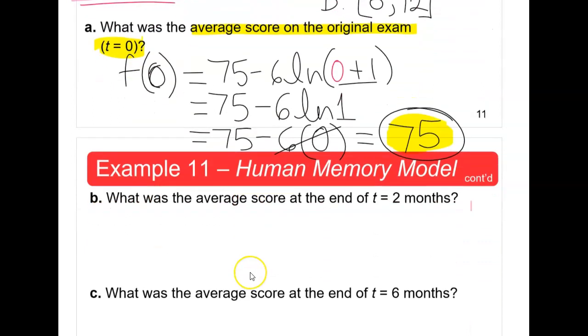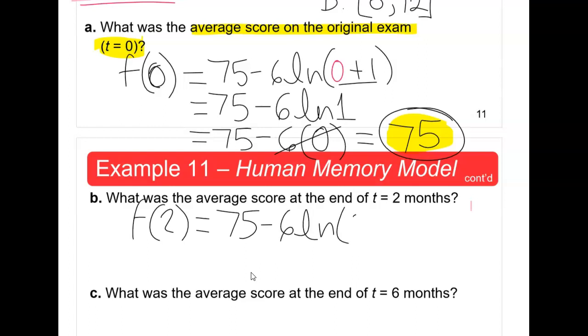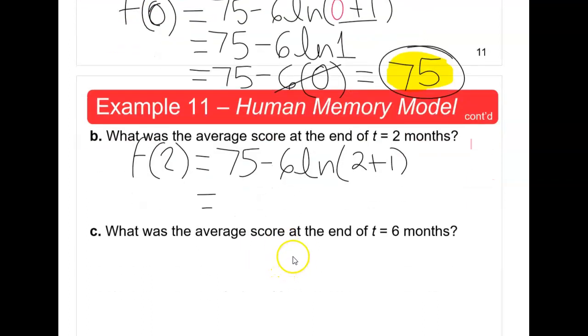Part B says, what was the average score at the end of 2 months? And so in this case, we're finding f of 2. So we substitute the 2 in place of the x. And for that one, I am actually going to put it in the calculator. And then for the next one, which is what will be the average score by t equals 6, we are going to substitute t with a 6. That will be 6 months after they took the exam.